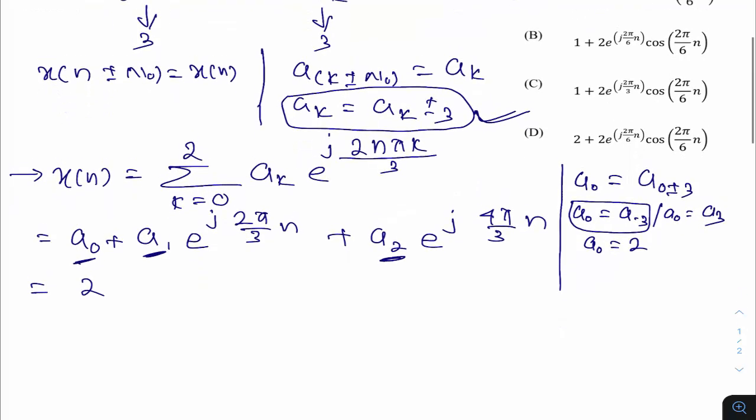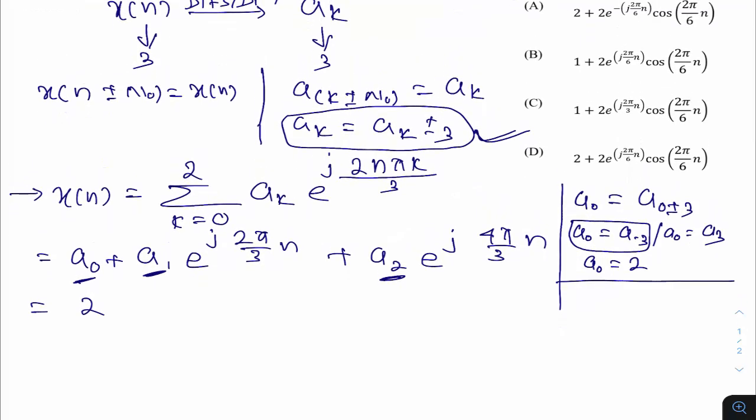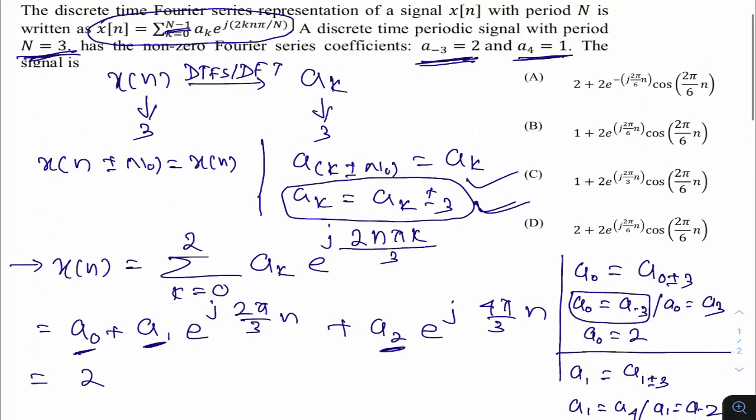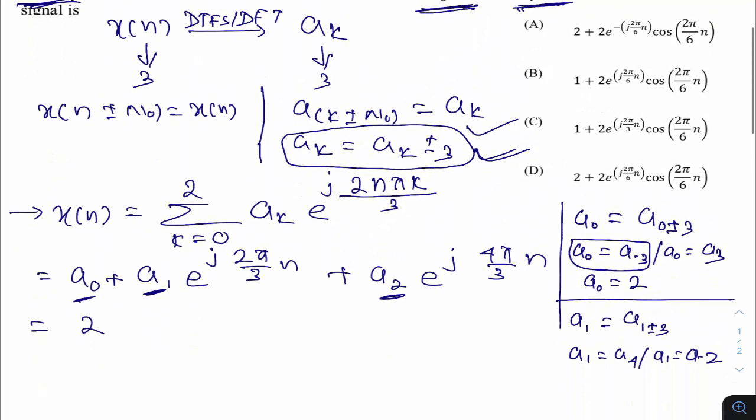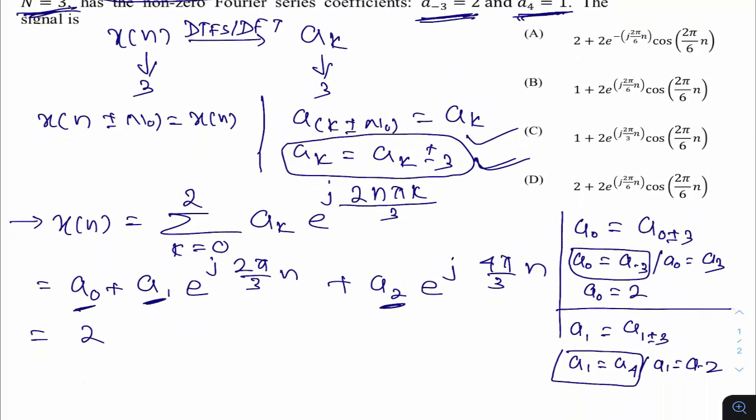Similarly, let us try to get a of 1 and a of 2. So in this equation, again, let me substitute k equals to 1. So a of 1 is equal to a of 1 plus or minus 3. So that means a of 1 is equal to, if I take plus sign, a of 4, or if I take minus sign, a1 is equal to a of minus 2. But in the question, a4 is given, right? A4 value we know, which is given as 1. So that means a1 is equal to 1. So now let me substitute here 1, e raised to power j of 2 pi by 3 n.